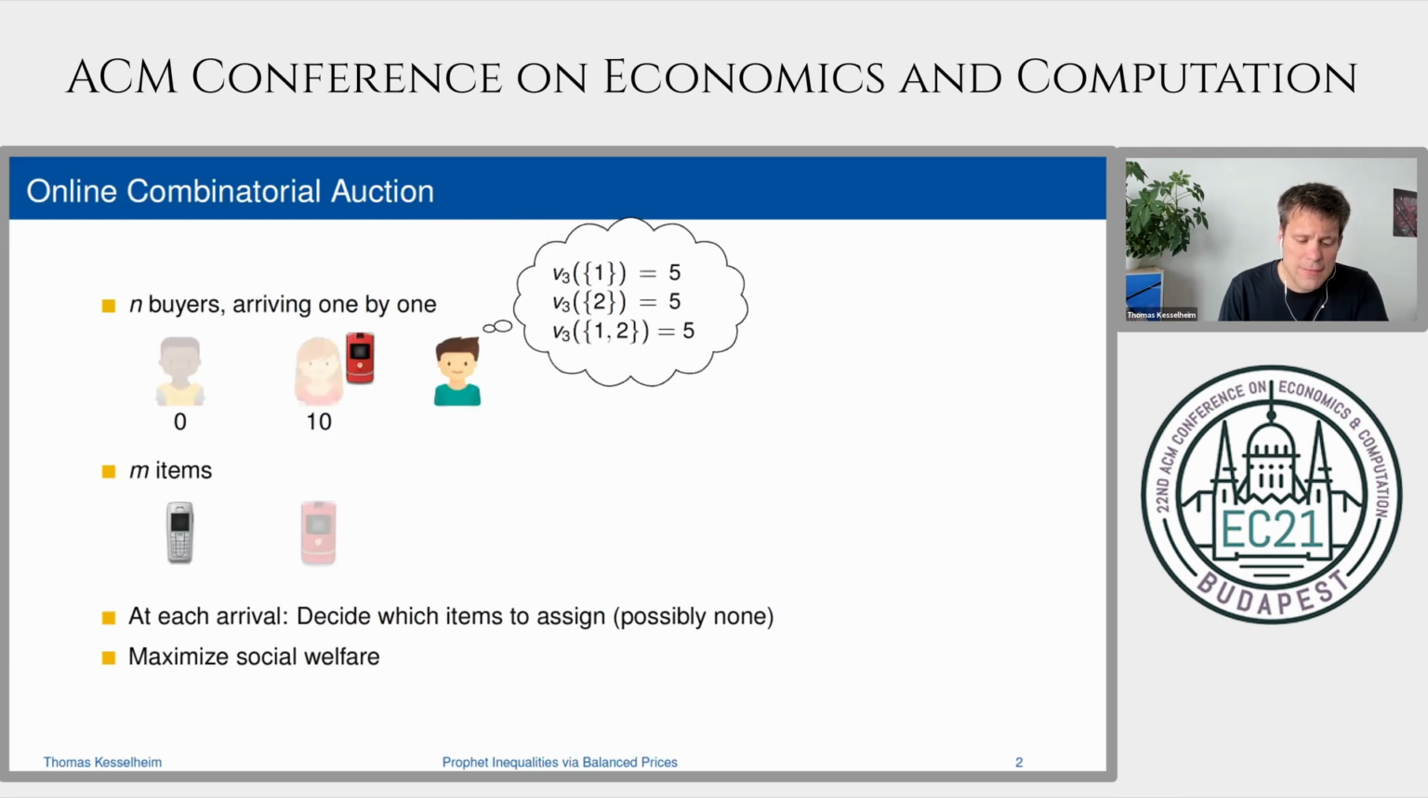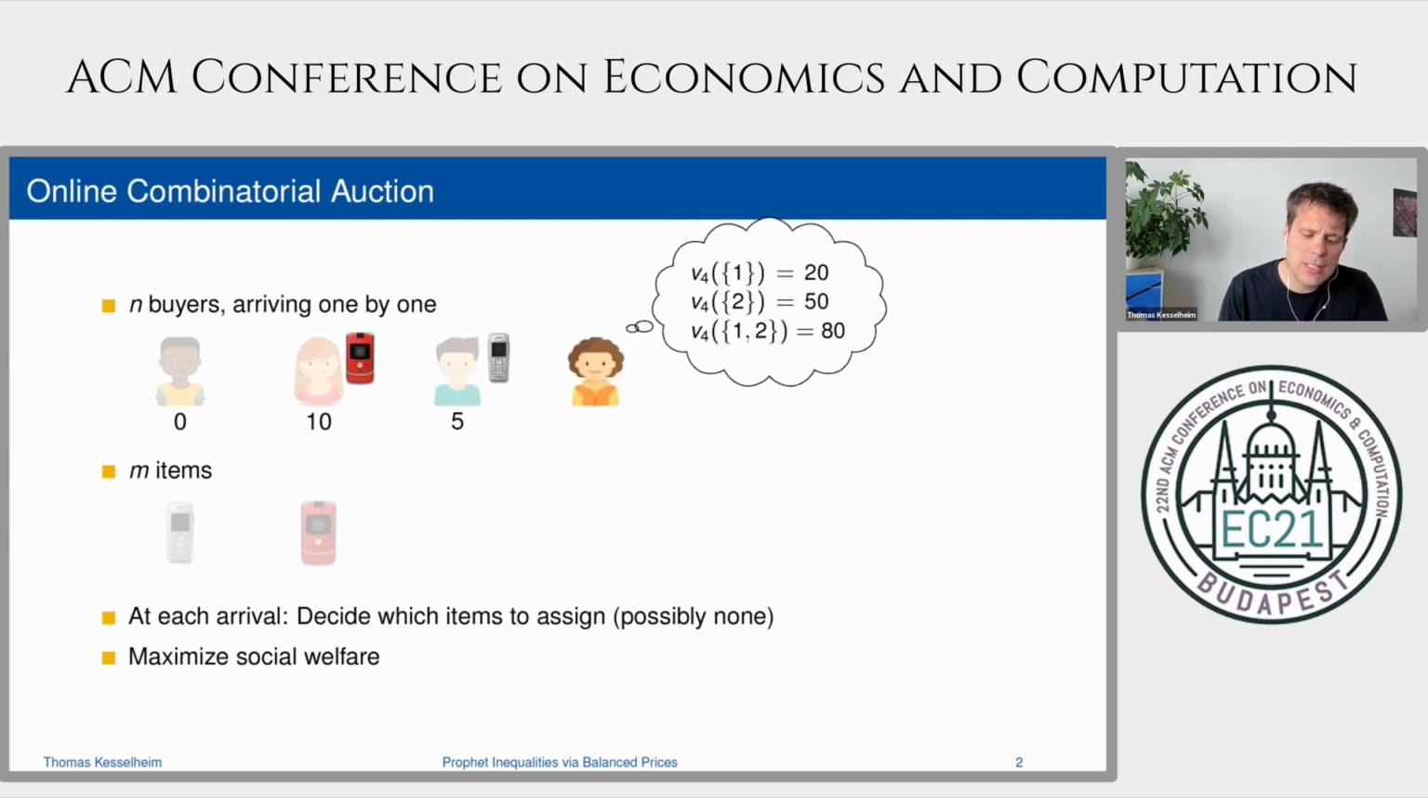Now this guy has a value of 5 for either the first or the second item, or also for both items together. But the second item is already gone, so we might give him, for example, the first item. Now this lady shows up, she would have a value of 80 for both items together, but unfortunately we're out of items, so we cannot give her anything, which means that our social welfare now would be 15 as opposed to 80, which we could have achieved by, for example, giving her both items.